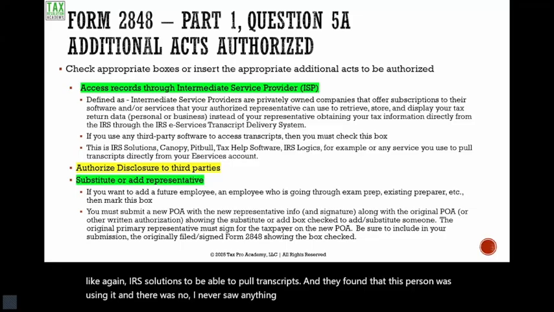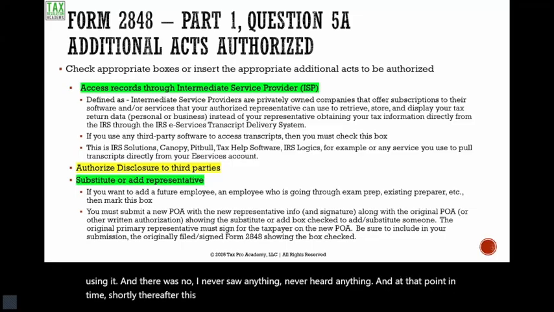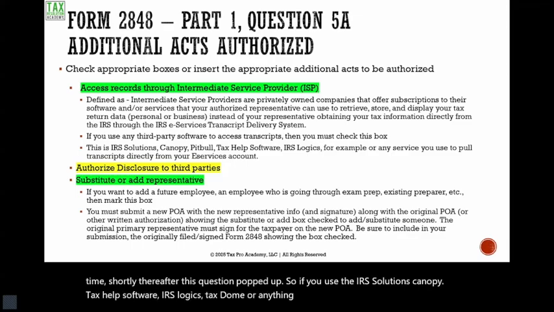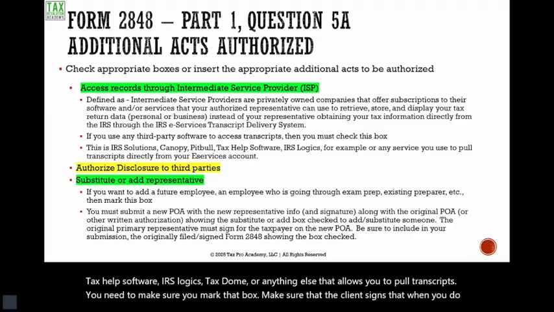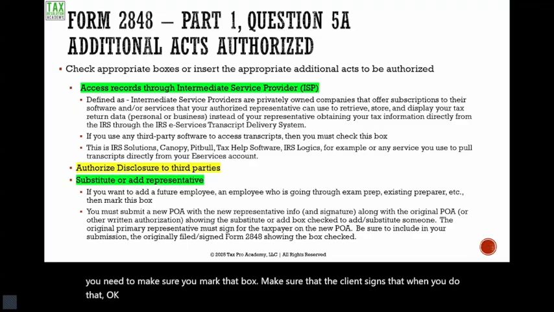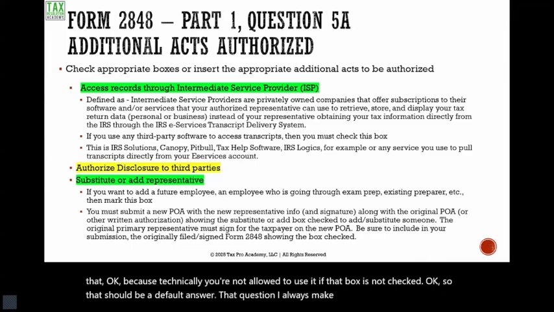Shortly thereafter, this question popped up. So if you use IRS Solutions, Canopy, Pitbull, TaxHelp Software, IRS Logics, TaxDome, or anything else that allows you to pull transcripts, you need to make sure you mark that box. Make sure that the client signs that when you do that, because technically you're not allowed to use it if that box is not checked. So that should be a default answer for that question. I always make sure I check that box.